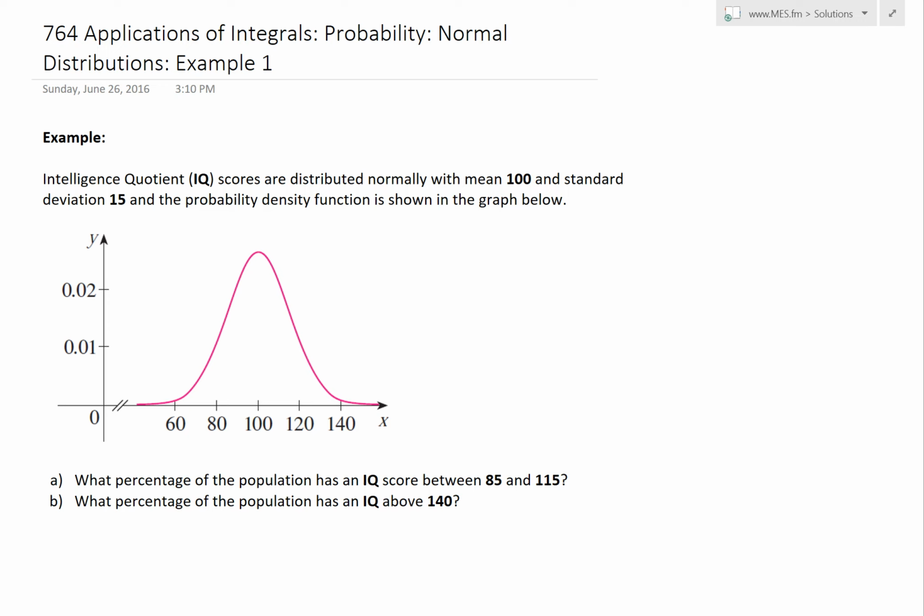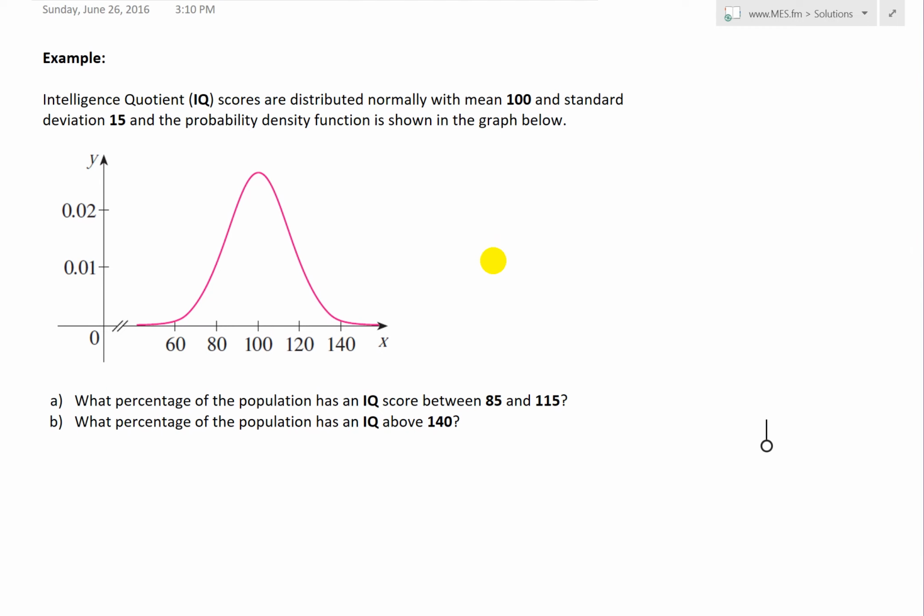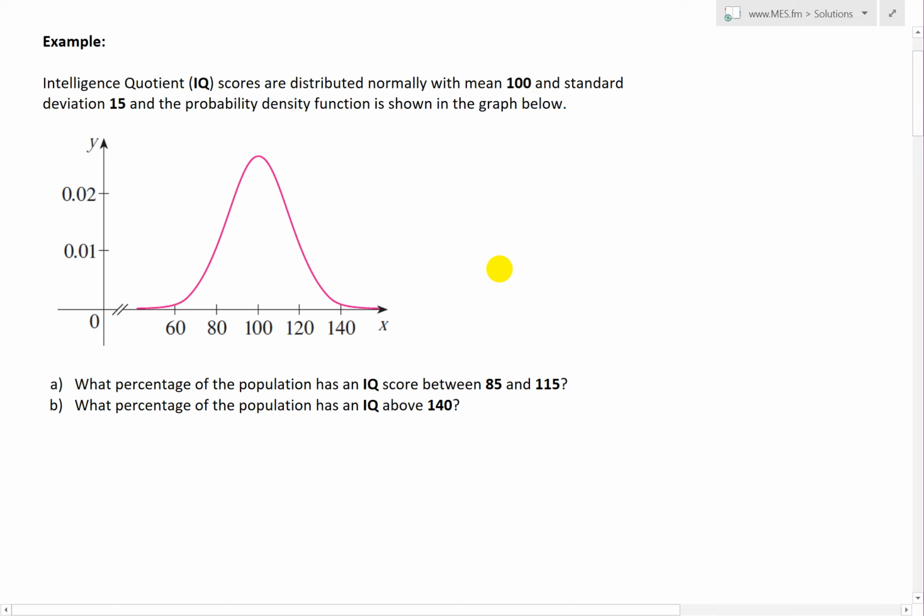Let's turn to discuss further applications of integrals, and now look further into probability with example 1 of the normal distributions video series. I'm going to go over this example, which states: the intelligence quotient, otherwise known as IQ. IQ scores are distributed normally with a mean of 100 and a standard deviation of 15, and the probability density function is shown in the graph below.